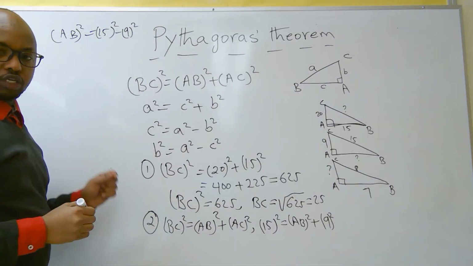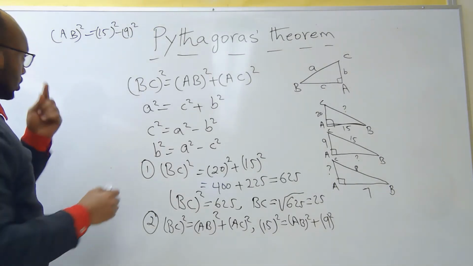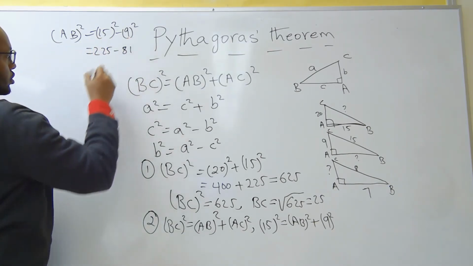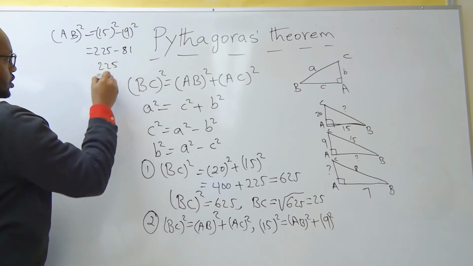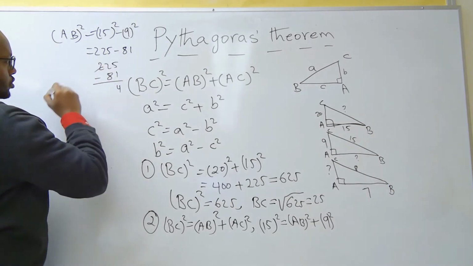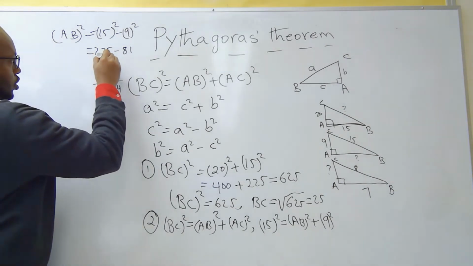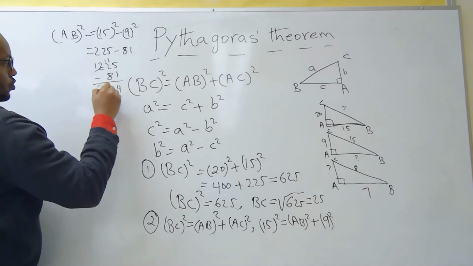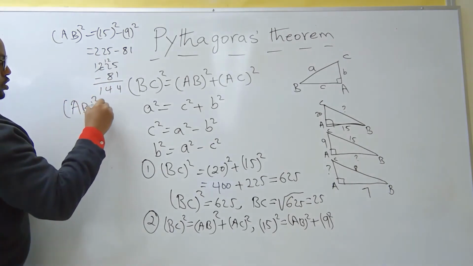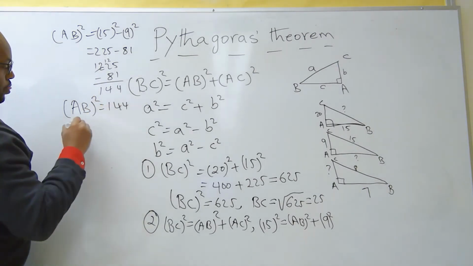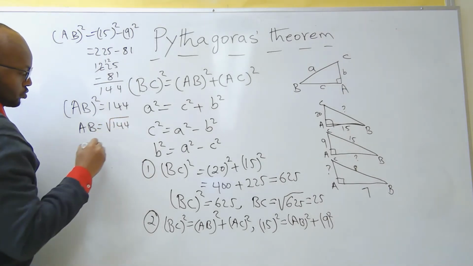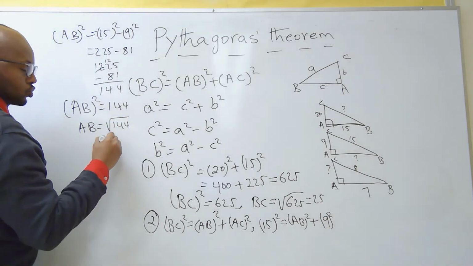Okay, so 15 square, 15 times 15, is 225, minus 9 square is 81. So let's subtract it. 225 minus 81: 5 minus 1 is 4, and 2 minus 8 is not possible, so you borrow 1 from here. Here is 12. 12 minus 8 is 4, and 1. So we have AB square is equal to 144. Then AB is equal to the square root of 144, which gives me 12.